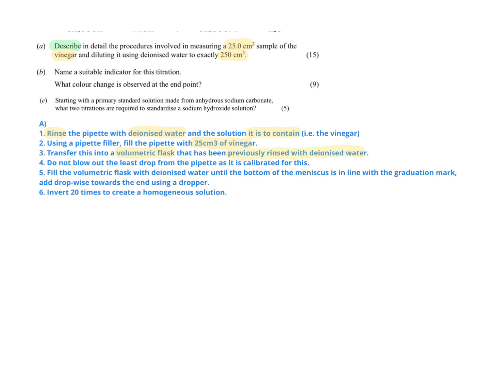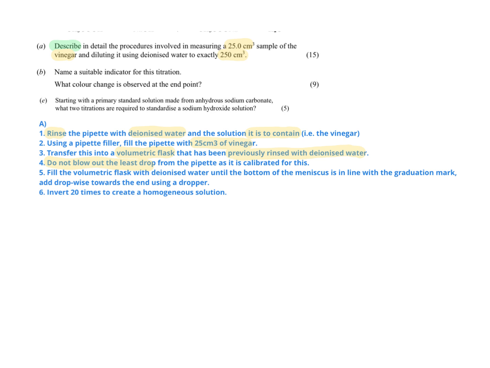Now, you do not rinse this with vinegar. You don't rinse the volumetric flask with vinegar because we are pipetting 25 centimetres cubed of vinegar into our volumetric flask, and we want to ensure that we have exactly 25 centimetres cubed in there. So that's why the volumetric flask is only rinsed with deionised water. When you are draining your pipette, you do not blow out the last drop, and this is important because the pipette is calibrated for this. So even though you might see a little bit of vinegar left in the bottom of your pipette, it is calibrated for this, and exactly 25 centimetres cubed has been expelled from your pipette already.